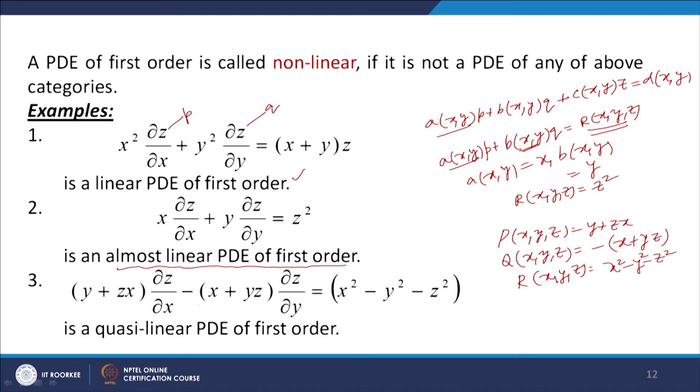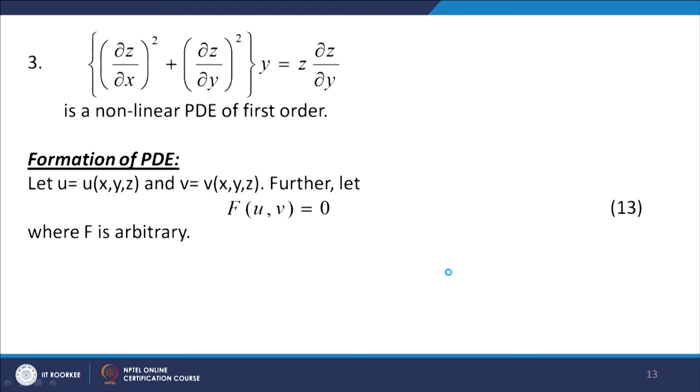The coefficients of p and q depend on x, y, z, and this term R(x, y, z) also depends on x, y, z. So, it is a Cauchy linear PDE of first order. And this equation, you can see, is a partial differential equation of first order, but here p and q are not of first degree. So, this is (p square plus q square) y equal to z q. It is not a linear PDE of first order, it is a non-linear PDE of first order.